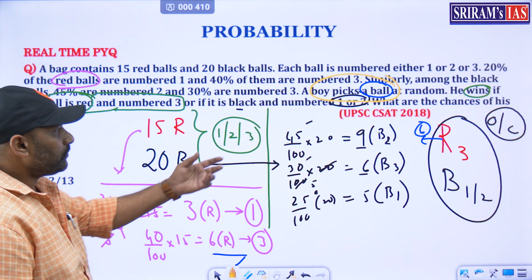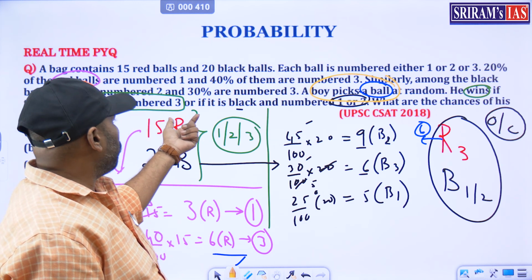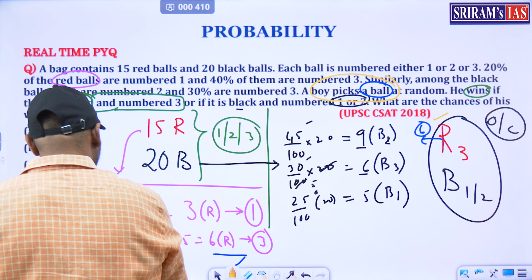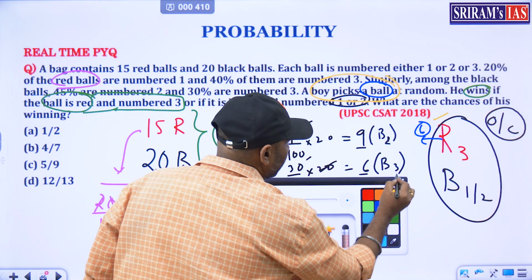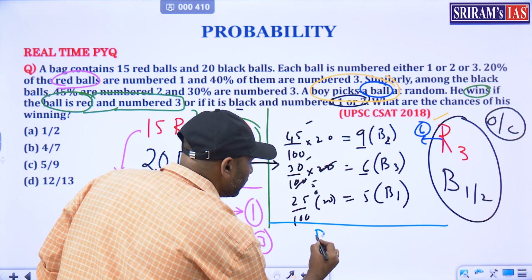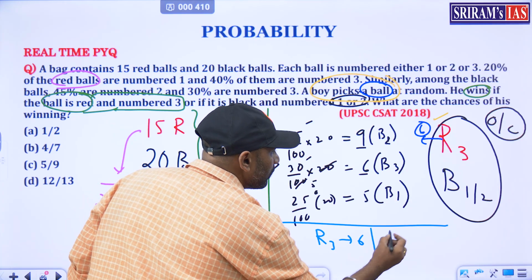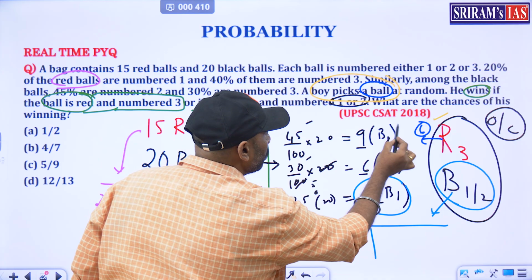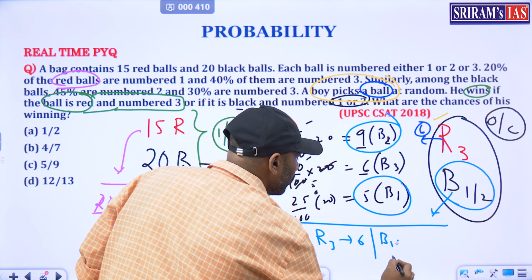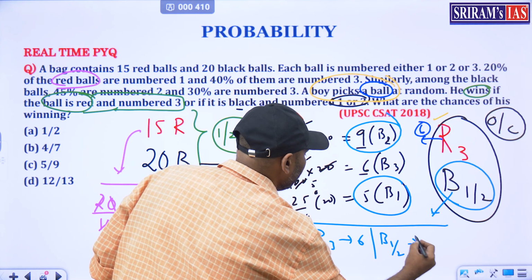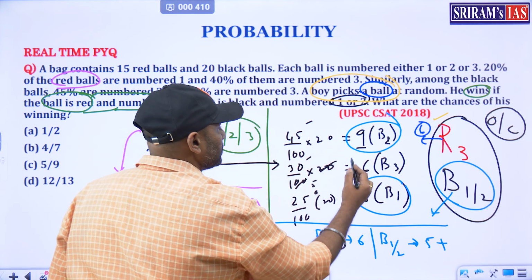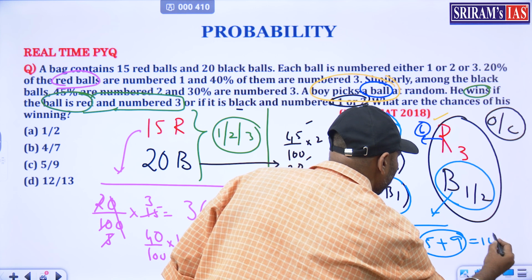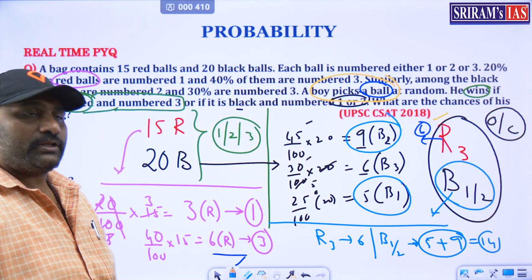Next, what we want is red balls with number 3. How many do we have? 6. So finally, what is our target? We want R3 balls, which is 6, or black 1 or 2. How many 1s are there? 5. How many 2s are there? 9. So black 1 or 2 will be how much? It can be 5 plus 9. So in total, 14 black ball possibilities are there. So that is a basic thing.